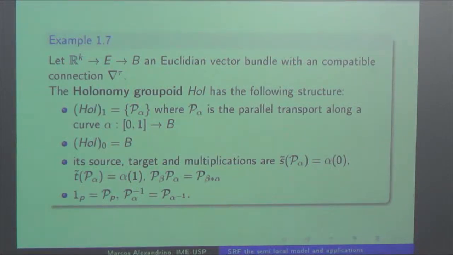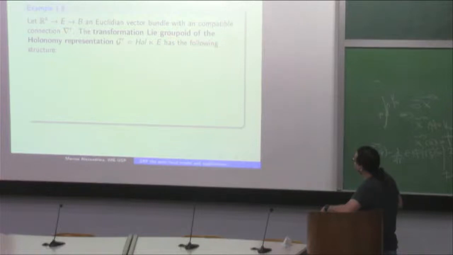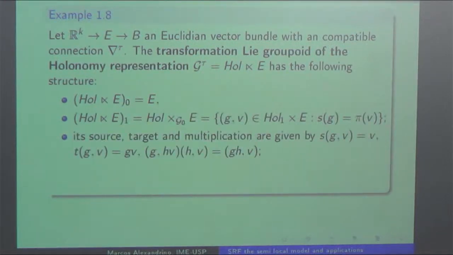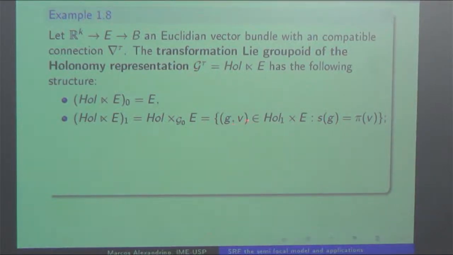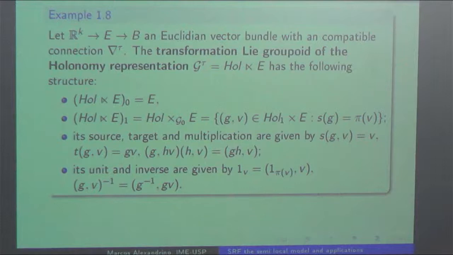The problem is, this is okay, this is an important Lie groupoid, but we needed to improve this because the orbit of this groupoid is just B. So this is not quite interesting for us. We needed to consider this more general groupoid, the so-called transformation Lie groupoid of the holonomy representation. That means simply this. We now instead consider, as our set of objects, not B but the vectors in A. And the arrows are parallel transports and the vectors that are compatible. And the source, target, and multiplication are now defined in the most natural way. Source is the vector. Target is the action of the holonomy on the vector. Multiplication is the composition of your parallel transport. Unit and inverse are well defined.